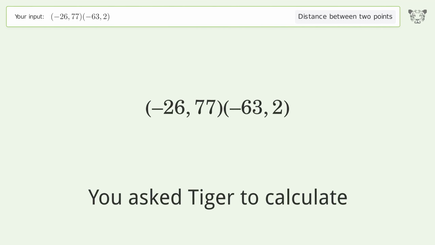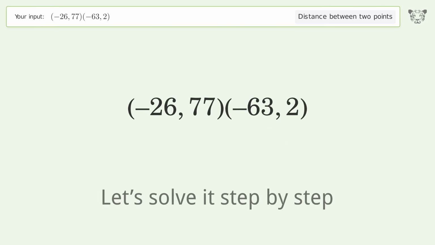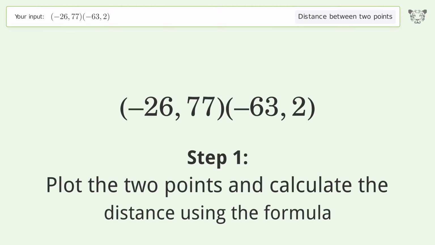You ask Tiger to calculate. This deals with the distance between 2 points. The distance between the 2 points is the square root of 6,994, or 83.63. Let's solve it step by step. Plot the 2 points and calculate the distance using the formula.